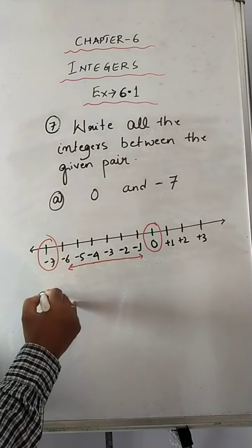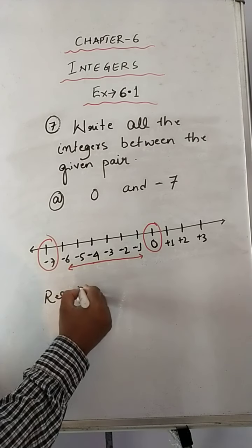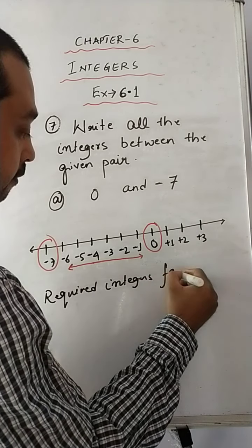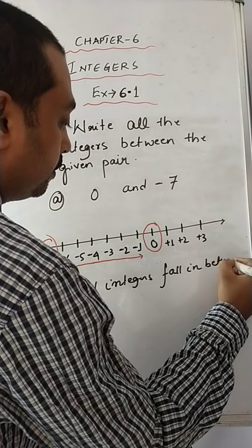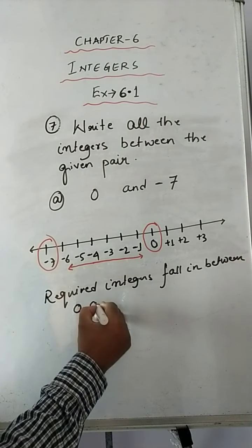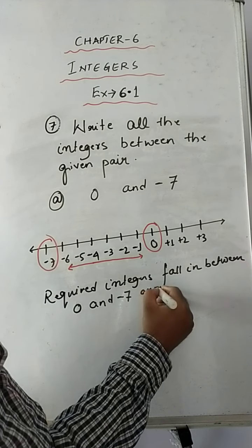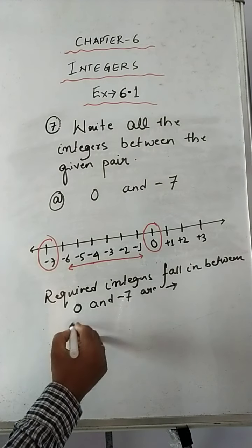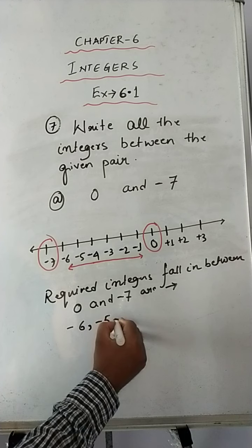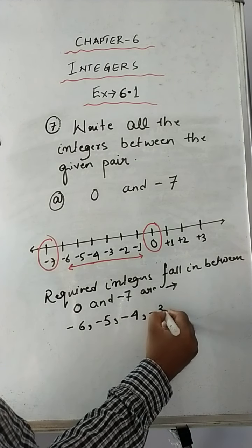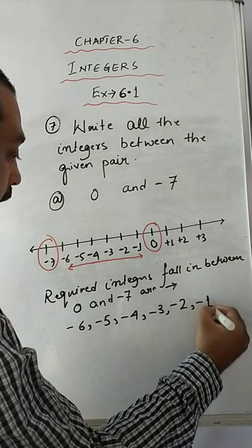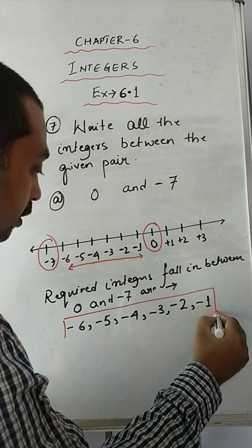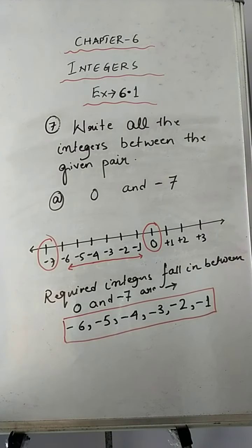So you have to write the required integers which fall in between 0 and minus 7. You have to write in increasing order. Increasing order means small to big, that is minus 6, minus 5, minus 4, minus 3, minus 2 and minus 1. Fine. So these are all the required integers which fall in between 0 and minus 7.